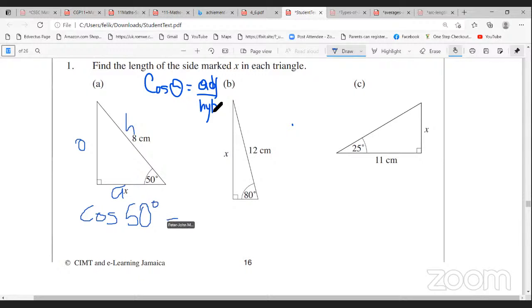So cos 50 degrees, which is cosine, the adjacent is x over 8 centimeters.